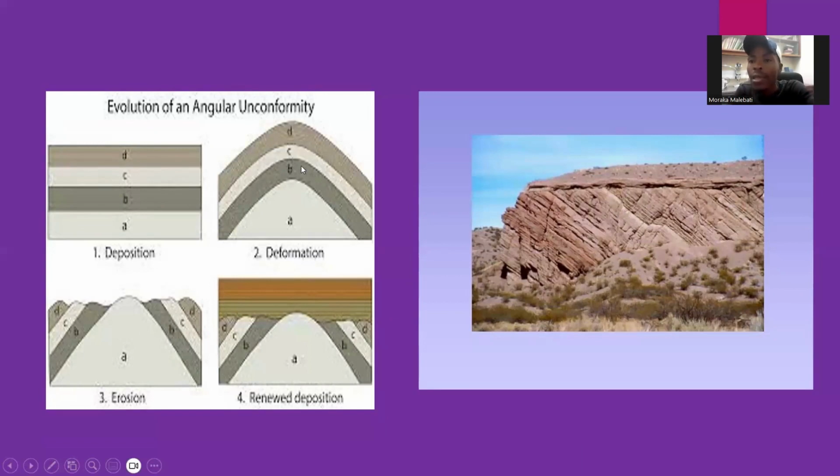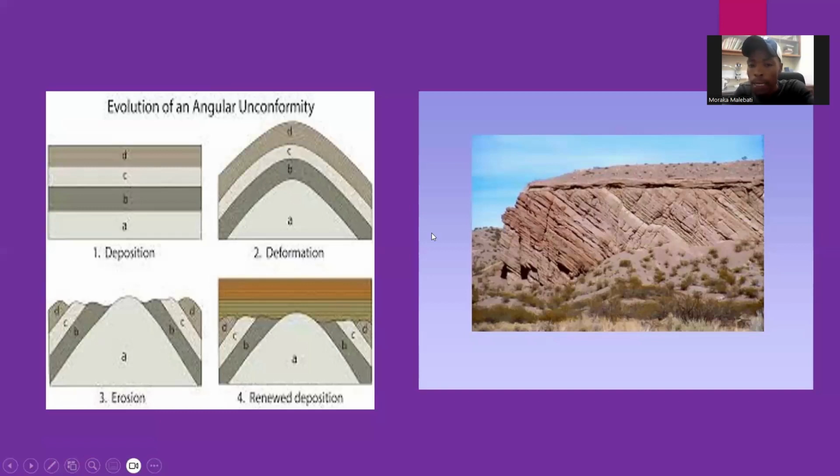But with time, tectonic deformation, that is to say folding, came into the picture, uplifting these layers, and they undergo erosion. And remember, they're still folded, still tilted, still inclined. Then deposition takes place, and new younger sediments are deposited on top of the tilted and eroded older sedimentary rocks. That in itself gives the name angular unconformity.